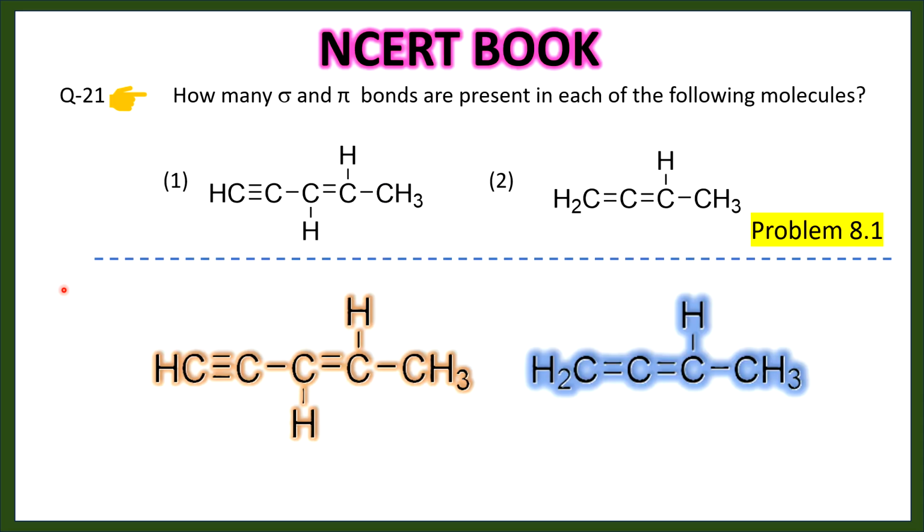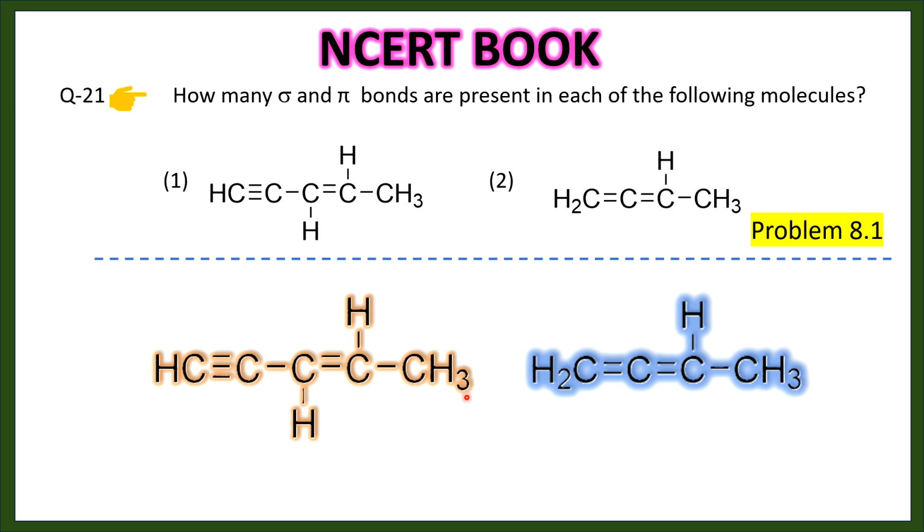Now we have chosen some questions from the NCERT book. Question number 21: how many sigma and pi bonds are present in each of the following molecules? So you could see this molecule, we can count one bond between two atoms. So we can count the atoms first, then we find 1, 2, 3, 4, 5, 6, 7 and 8, 8 and 3, 11.